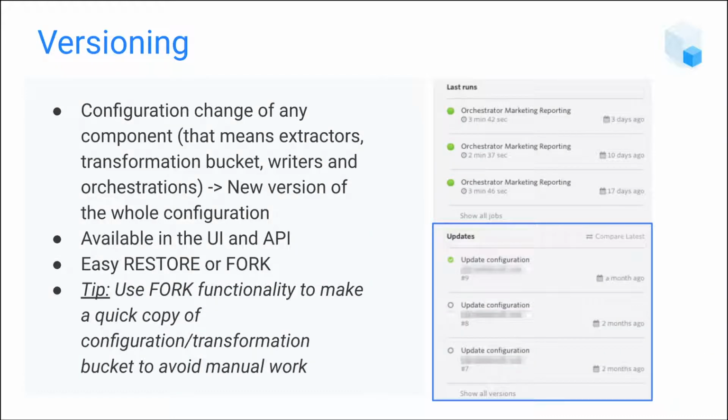For each component, we offer versioning. Whenever there's a change made for a certain component, either transformation, some extractor or writer, a new version of the whole configuration is created, and you can see it in the version control as well. The version control is available in the UI and the API. You can very easily restore to a specified version in case something goes wrong, or we also offer fork function to very quickly copy existing configuration to a new one.